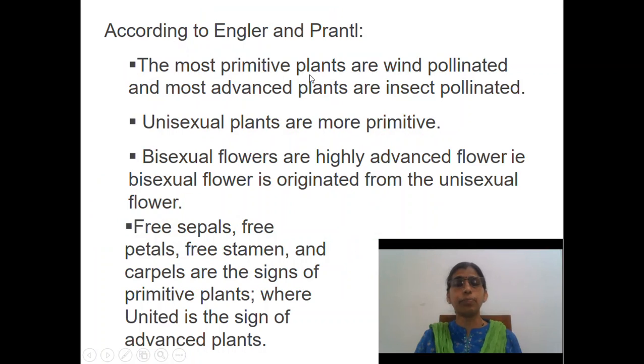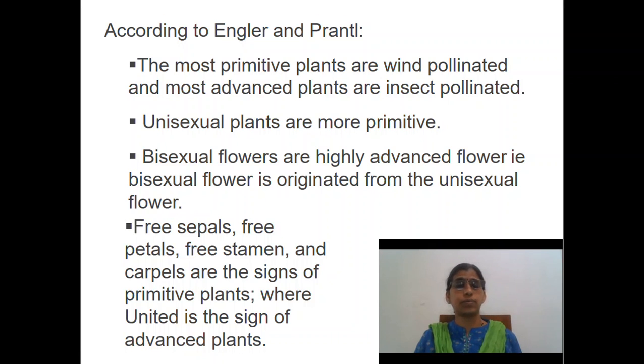According to Engler and Prantl, the most primitive plants are wind-pollinated and the most advanced plants are insect-pollinated. Unisexual plants are more primitive, and with the passage of time, the number of sepals and petals increased. Bisexual flowers are highly advanced flowers, that is, bisexual flowers have originated from unisexual flowers.